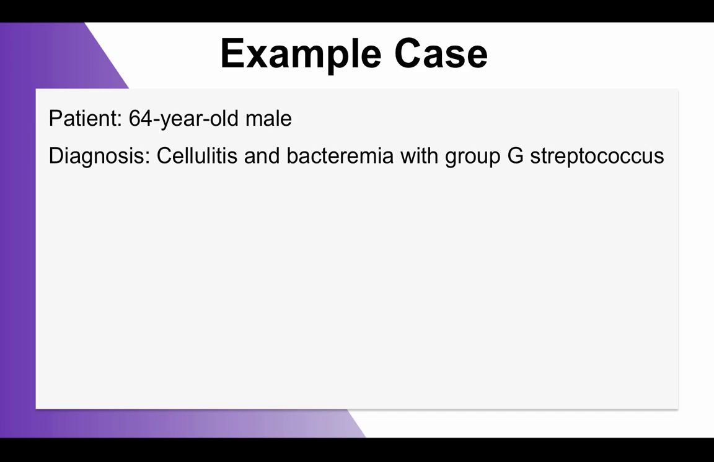Now let's talk about a real patient. The patient was a 64-year-old male who was admitted with cellulitis and bacteremia with group G streptococcus. He was on antibiotics and was recovering. Then, on hospital day 3, he came back from radiology and the nurse could not measure a blood pressure. Carotid pulses were not palpable and the patient's skin became mottled. A cardiac arrest was called.